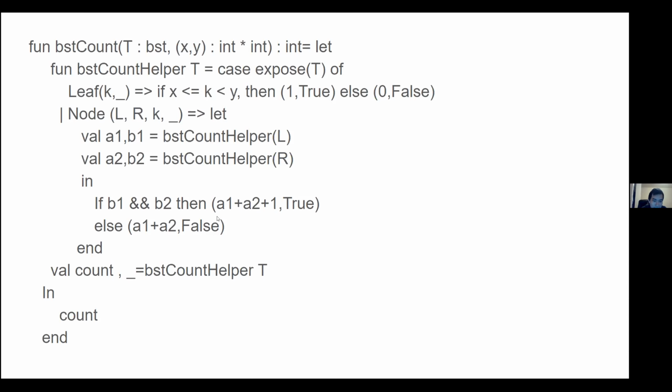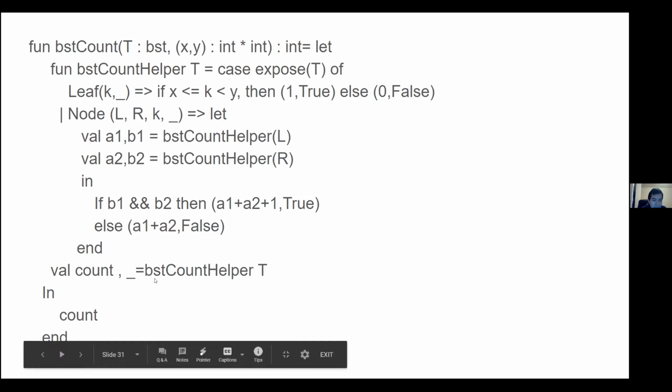And then when we return for the outer function, we just call the inner helper function, discard the final Boolean value, and just return the count.